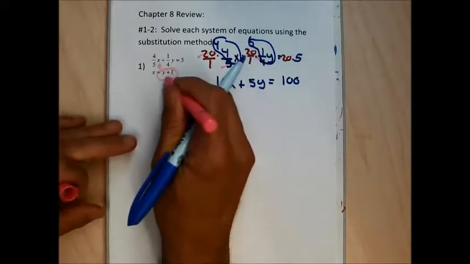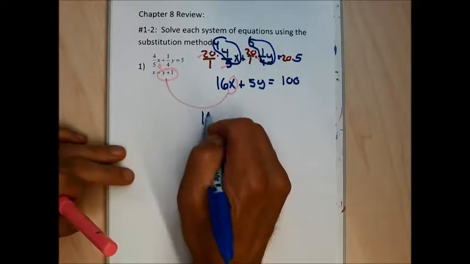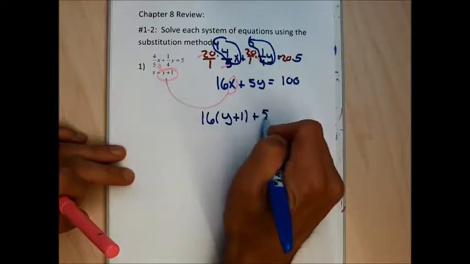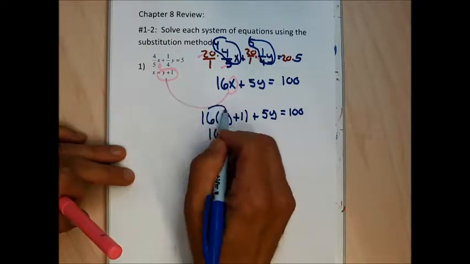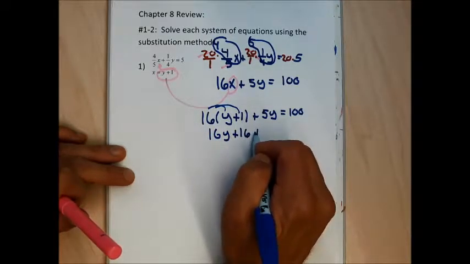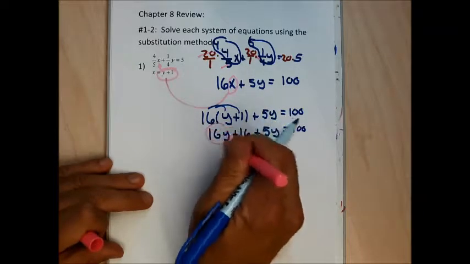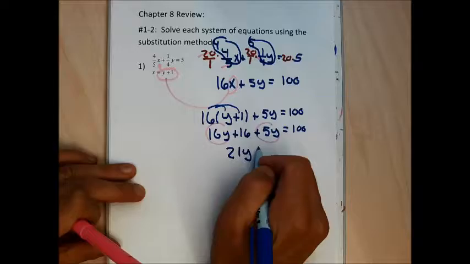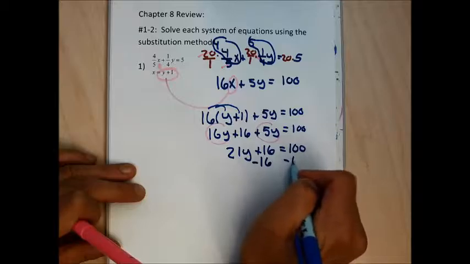This is what I'm going to substitute x equal to y plus 1. So I'm going to change that x to a y plus 1 and write 16 times y plus 1, plus 5y equals 100. Clear the parentheses by going 16 times y and getting 16y, 16 times 1 and getting plus 16, plus 5y equals 100. Now on the left-hand side, combine my like terms. 16y and 5y is going to be 21y. So I get 21y plus 16 equals 100, minus 16, minus 16.